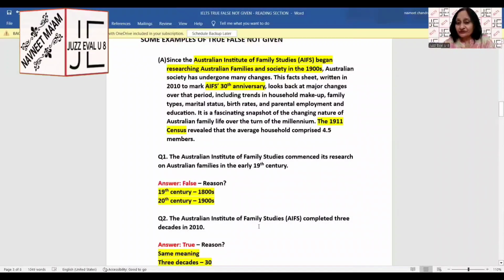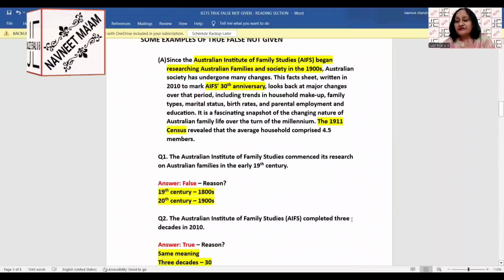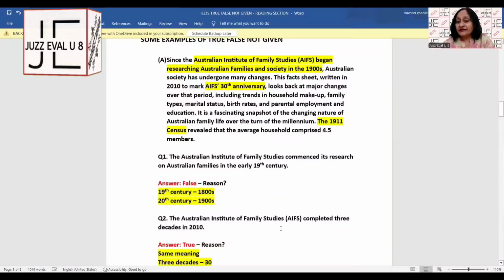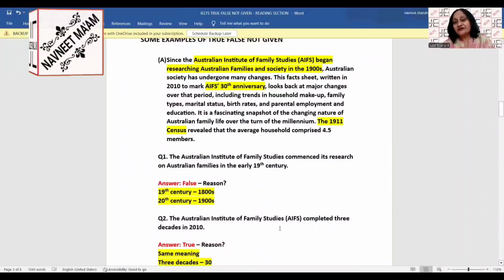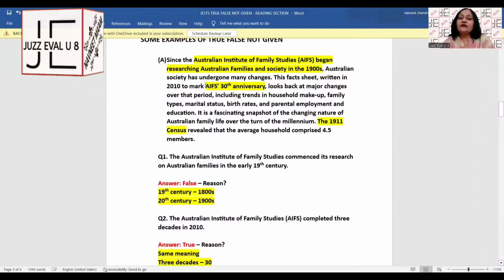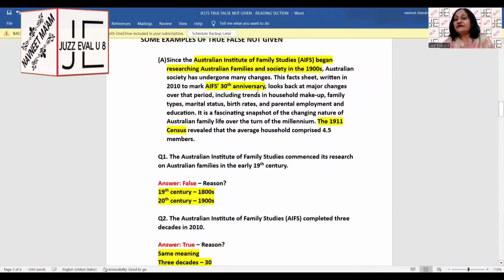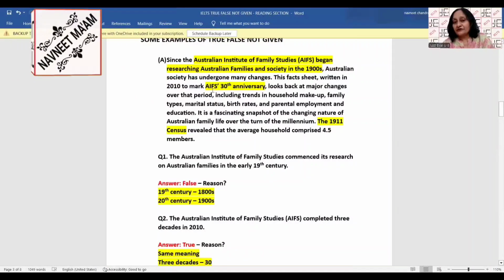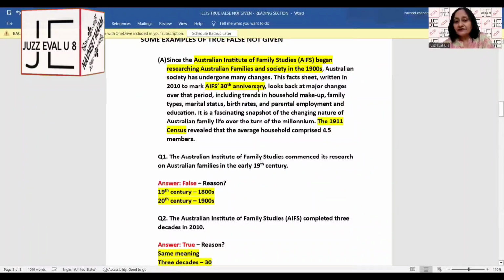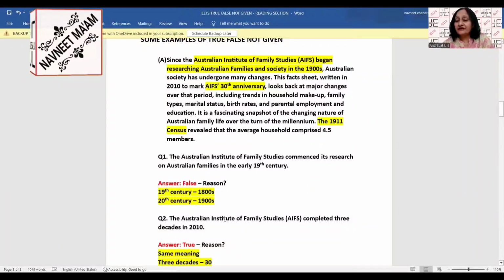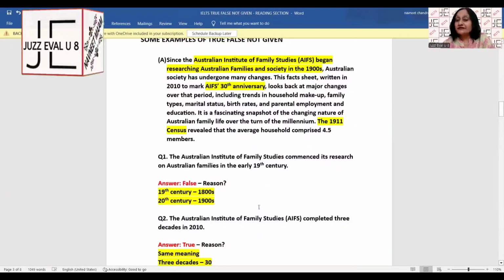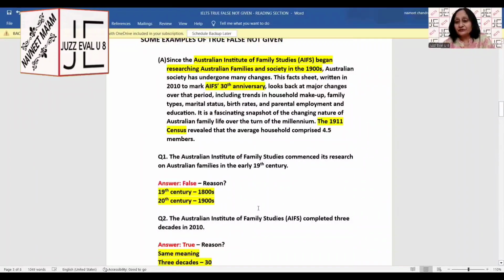Now look at another question. It completed 3 decades. 1 decade means 10 years. So 3 decades means 30 years. So here it's talking about AIFS's 30th anniversary. So 30th anniversary means completed 30 years. So here also written completed 3 decades. So the meaning is the same. So the answer is true.